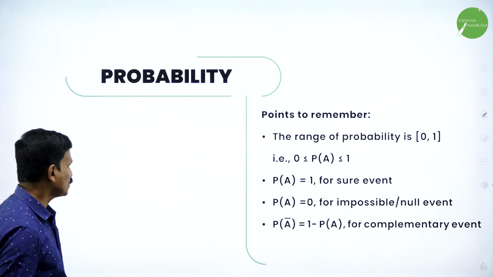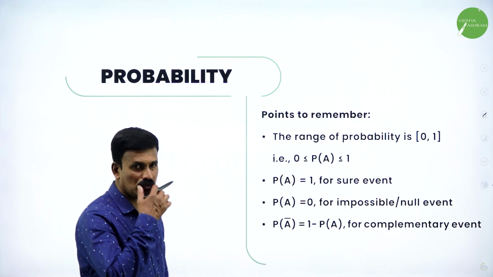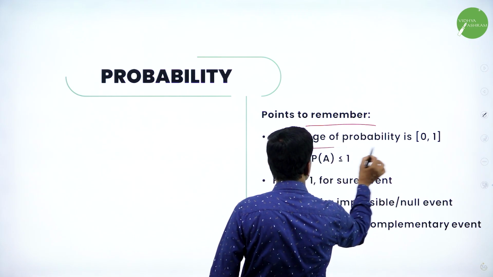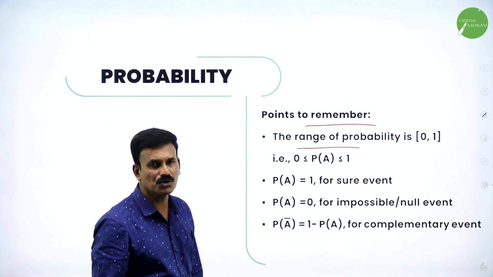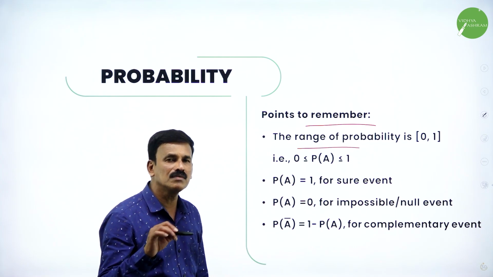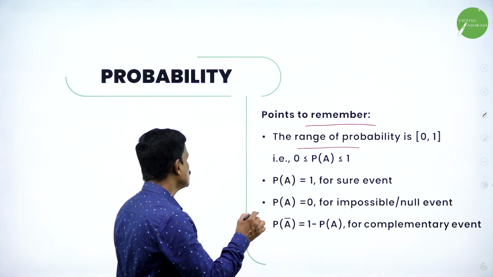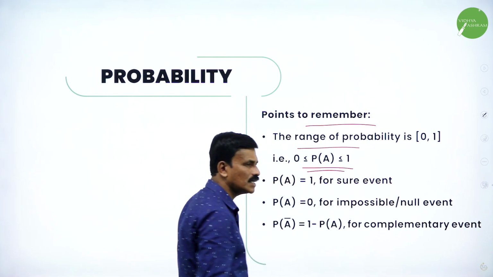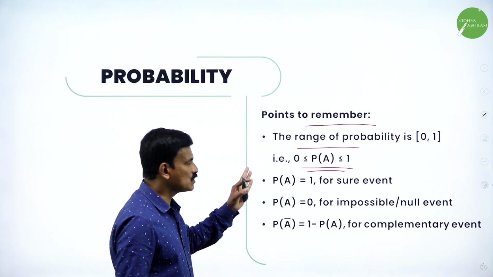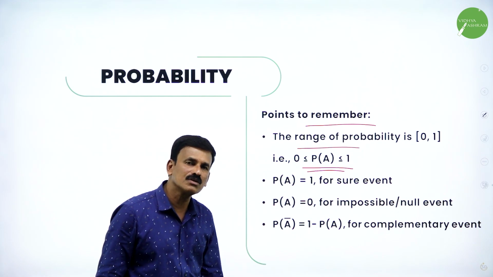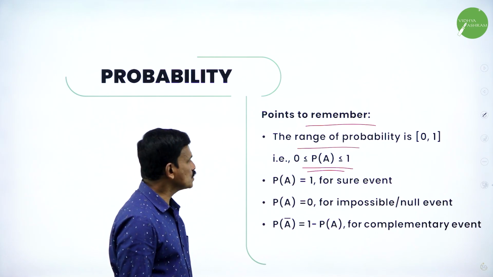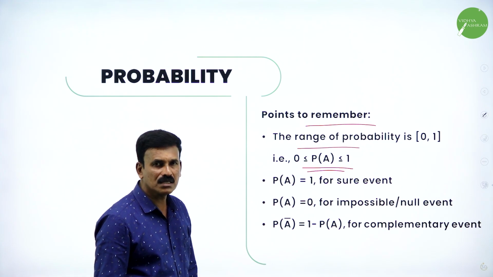Now, move on to the next one. Points to be remembered here. Based on this definition, what are the important points? The range of probability is the closed interval 0 to 1. That means the probability of any event always lies between 0 and 1, not greater than 1 and not less than 0. That is, 0 less than or equal to P of A less than or equal to 1, or 100%.